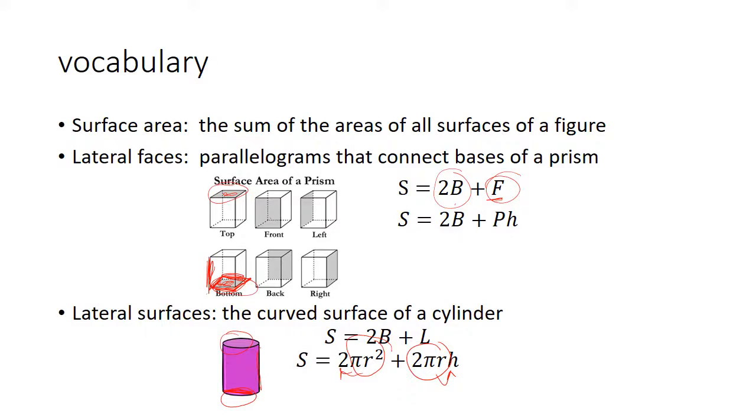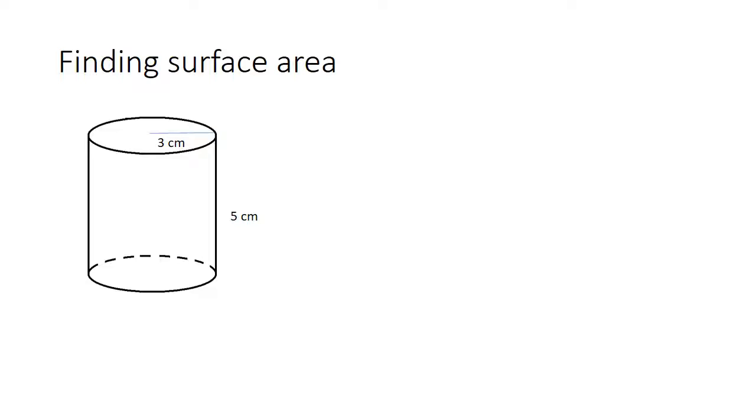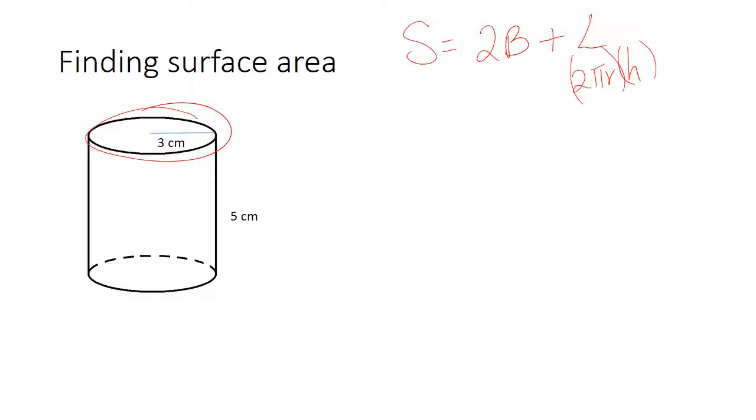Let's work a couple and try it out. So here we have a cylinder. Remember, to find our surface area, we are going to do our 2 bases and our lateral surface, which is 2 pi r times h. So let's find the area of our bases first. Our base area is going to be pi r squared. Our r is 3, so 3 squared would be 9, so the area of our base would be 9 pi. Well, we have 2 of them, so we'll have 2 times 9 pi.